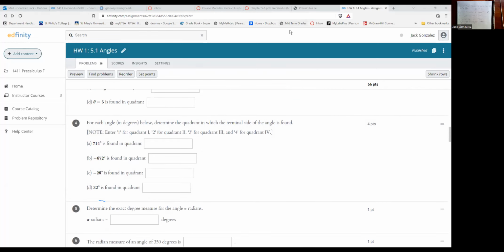This is similar stuff here. What quadrant is this in? Whenever your number is bigger than 360, just subtract a few times. I know 714 means I made a full revolution, so subtract a full revolution. 714 minus 360 is 354 degrees, right? Now look at your circle.